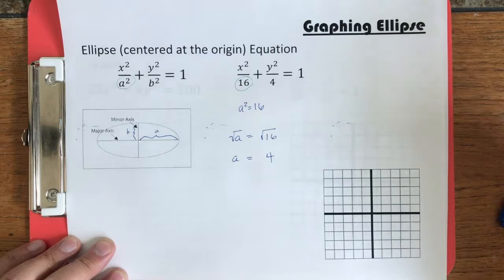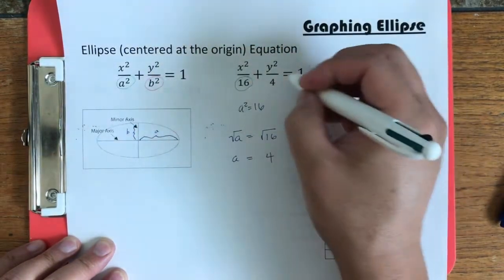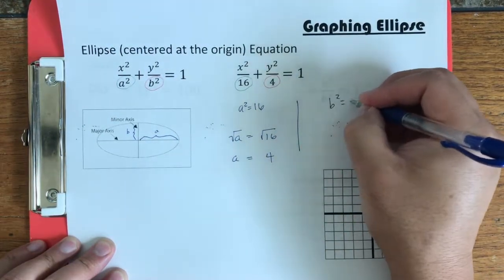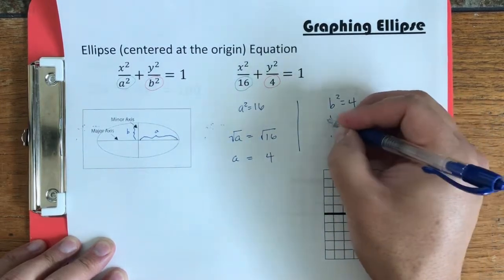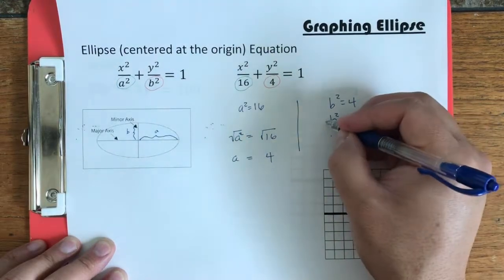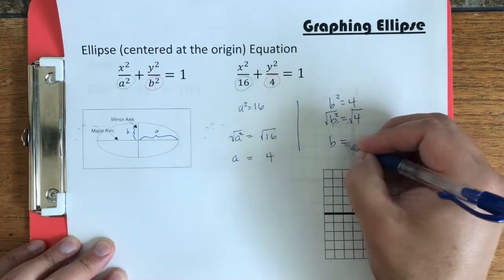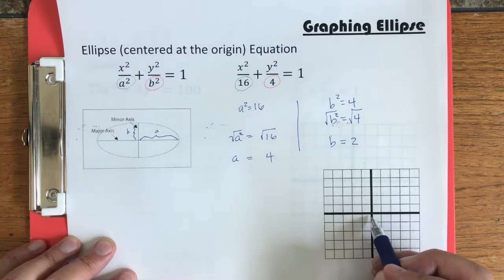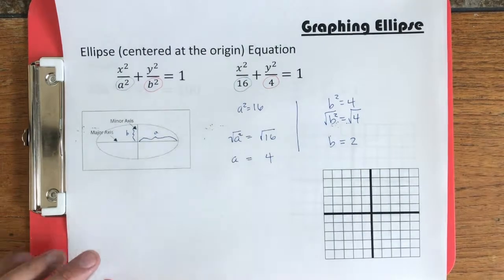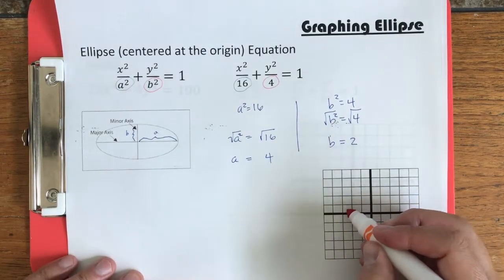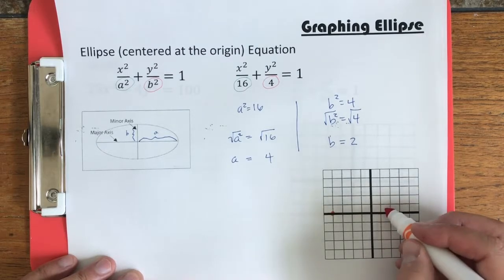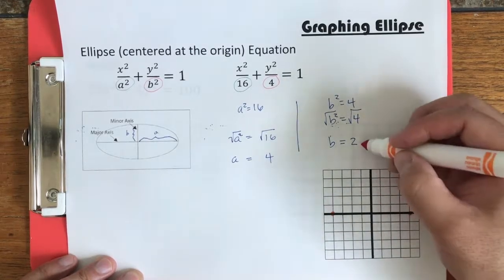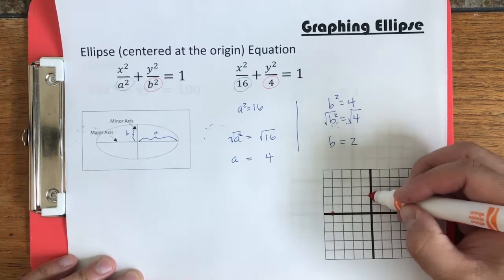Now, we can do the same thing with b. We can see that b squared here is equal to 4. In order to find out what b is, we take the square root of both sides, and then we get b is equal to 2. So we said a is basically how far from the origin we are horizontally. In this case, it'll be 1, 2, 3, 4. I count the boxes. And in terms of vertically, we are 2 spaces from the origin, up here and down here.